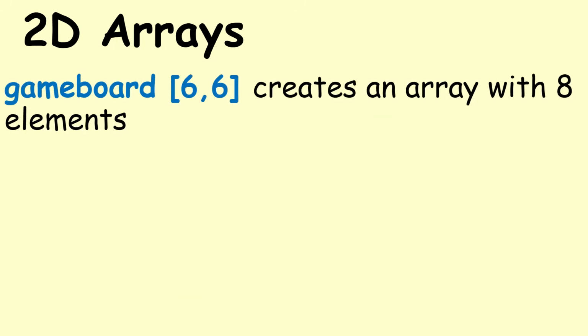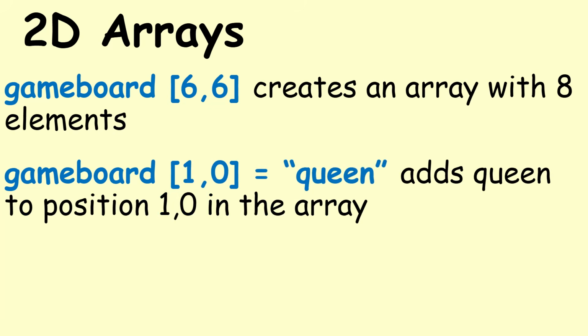2D arrays are lists within lists. So in this case, we will have, for example, game board 6,6, which is going to create an array with 8 elements. And then if we've got a position on here, so for example, 1, 0 equals queen, then it would add queen to the position 1 in the array.